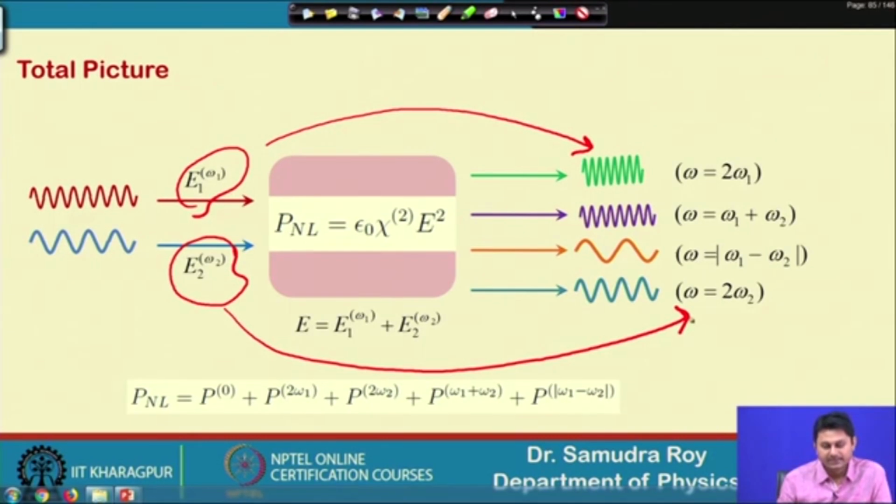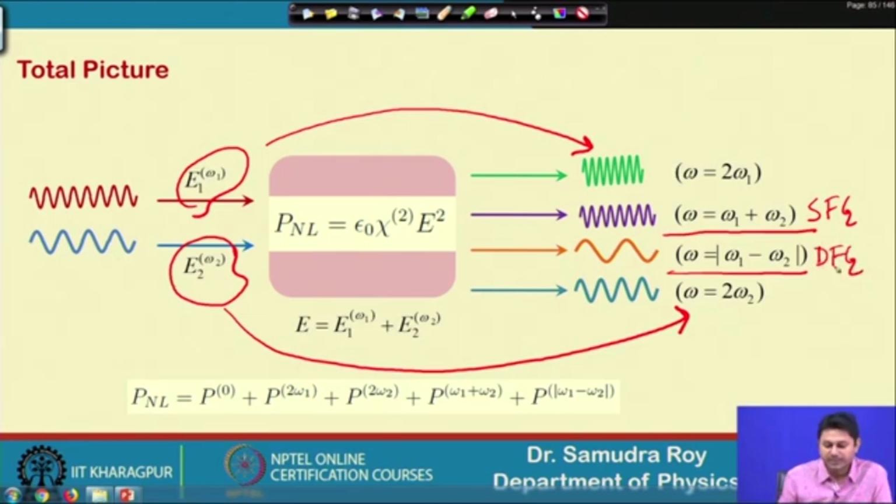Apart from that is the interesting thing. If these two frequencies, omega 1 and omega 2, are different, there is a possibility that we will have another frequency, omega 1 plus omega 2, which is called the sum frequency generation, and also another frequency, omega 1 minus omega 2, which we call the difference frequency generation.